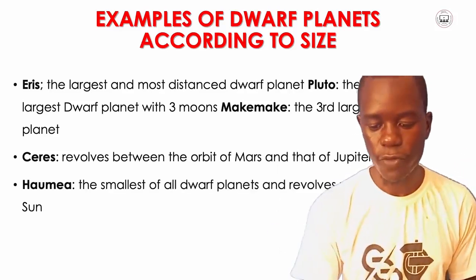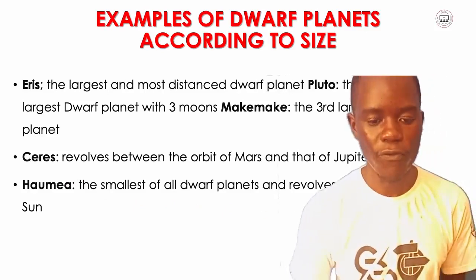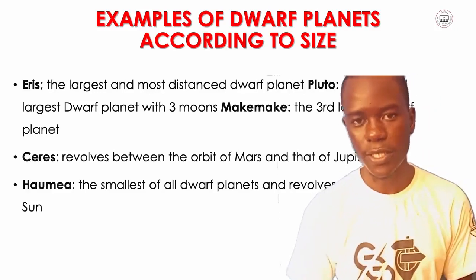And the last one is the smallest of the dwarf planets, and it revolves rapidly around the Sun. So Haumea is the smallest of all dwarf planets, and it revolves rapidly around the Sun. Now we have looked at the examples of the dwarf planets according to their size.